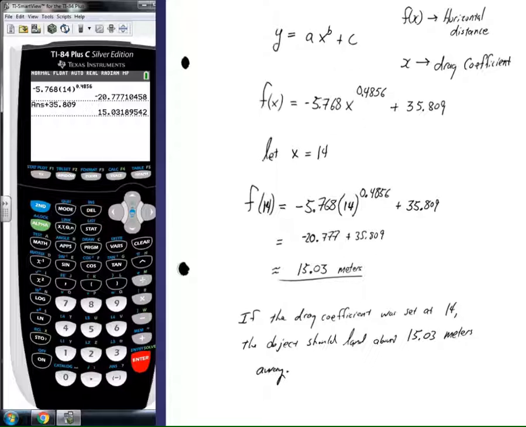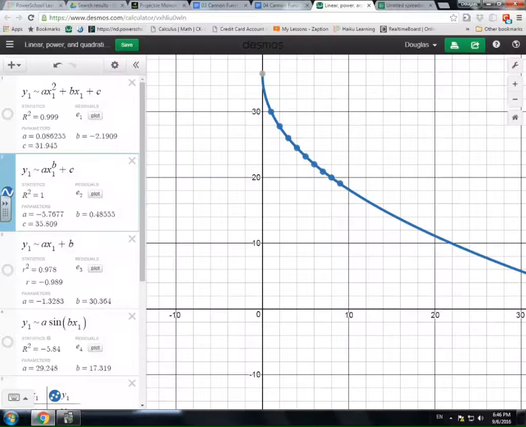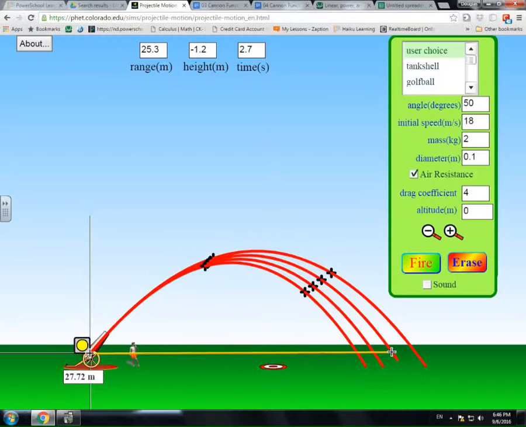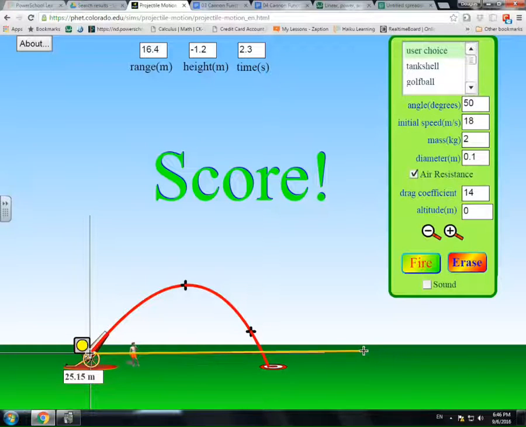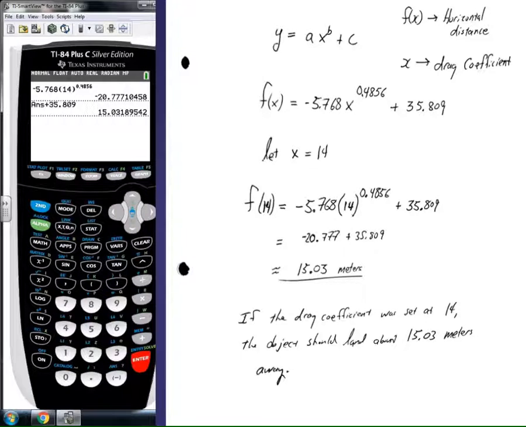So to finish up the experiment, I'm going to go back to my Cannon simulation and clear all this stuff out, set my drag coefficient at 14, and fire it up and see what happens. Well, it says I scored. Let's see what the actual distance was. It says 15.75. Now again, according to my calculations, it said about 15.03.